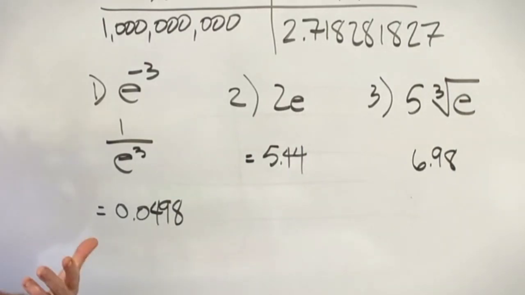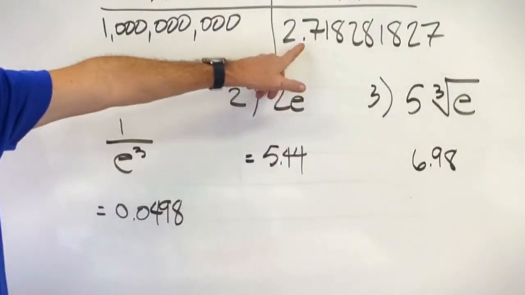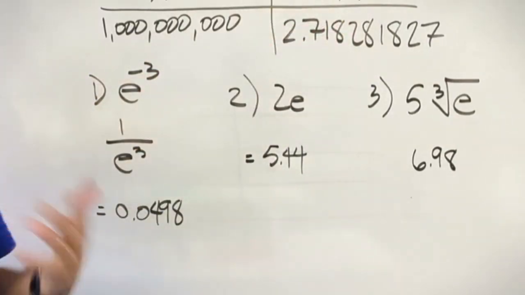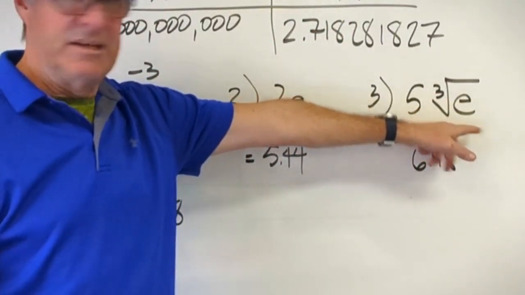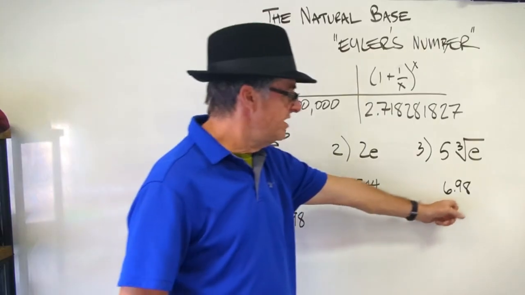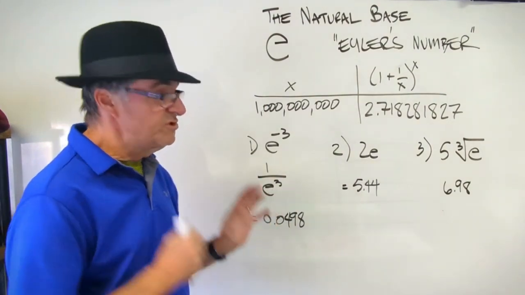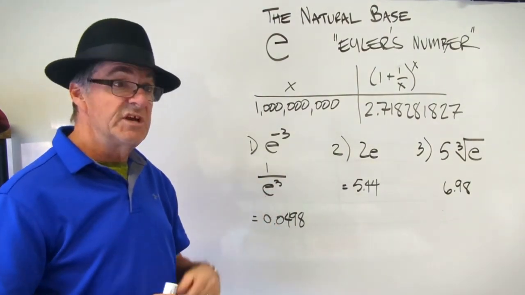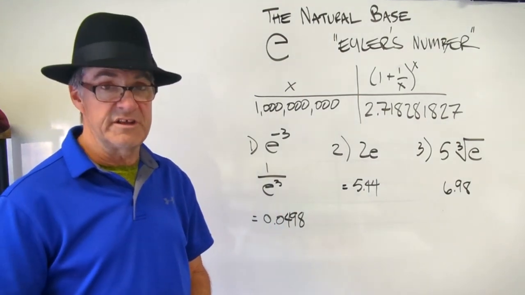This one is just twice e. So again, I pulled up e on my calculator and I multiplied it by 2. I get 5.44. That makes sense if e is 2.71. Finally, this one is the cubed root of e. So I took the cubed root of e on my calculator and then I multiplied that by 5 and I got 6.98. So this little exercise was just intended to give you a little practice manipulating and using e in calculations on your calculator.